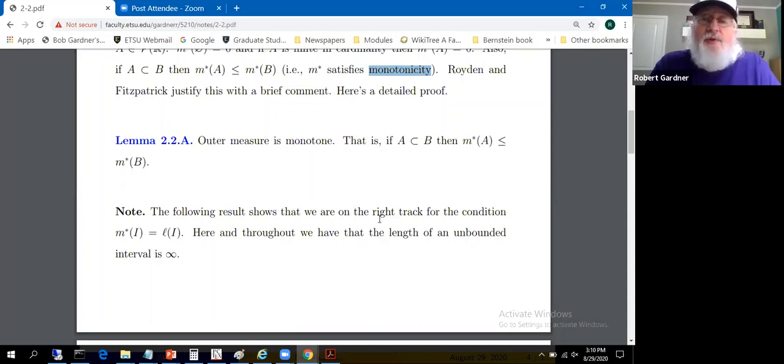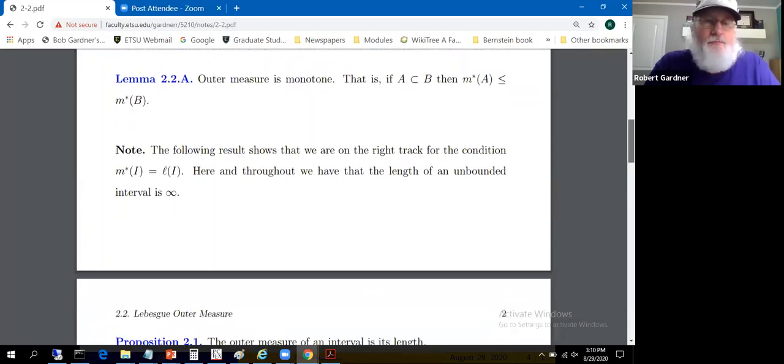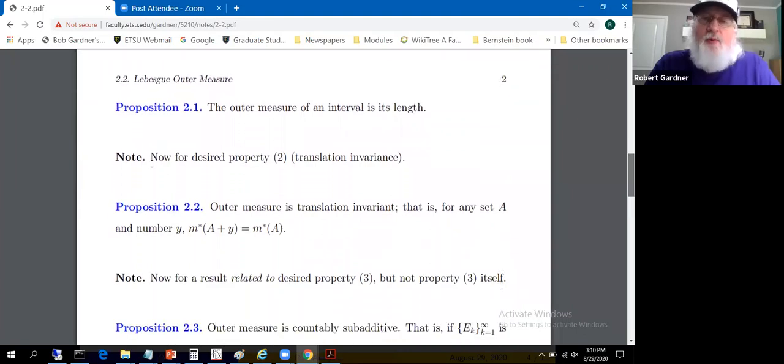The following result shows that we're on the right track for the condition of outer measure of an interval equals the length of an interval. So we're about to establish that. Quick little comment: it's understood that the length of an unbounded interval is infinity. Proposition 2.1, really the first measure theory result in the book, says the outer measure of an interval is its length. Well, that was part one of our wish list of properties of a measure. We wanted the measure of an interval to be its length. Outer measure satisfies that. Let's prove it.